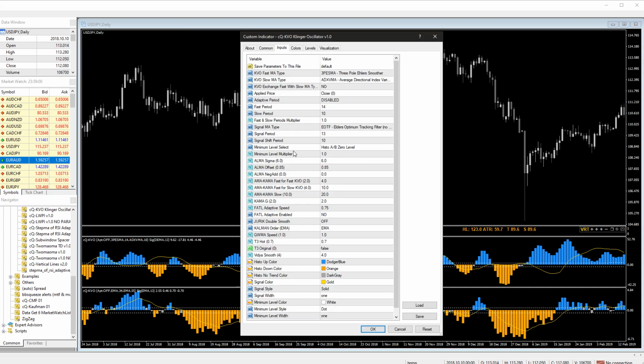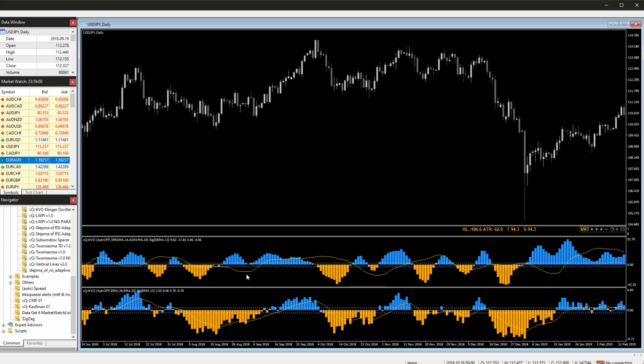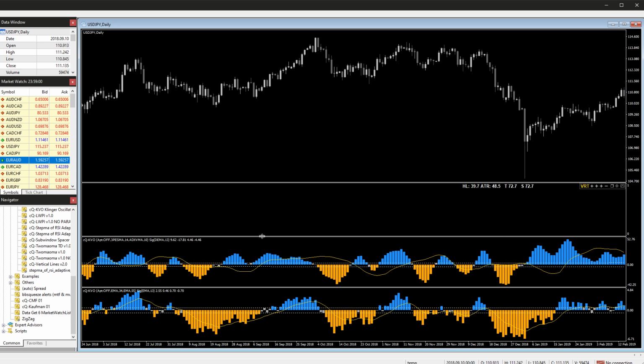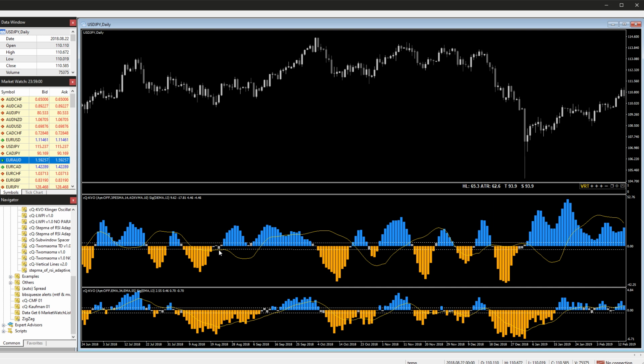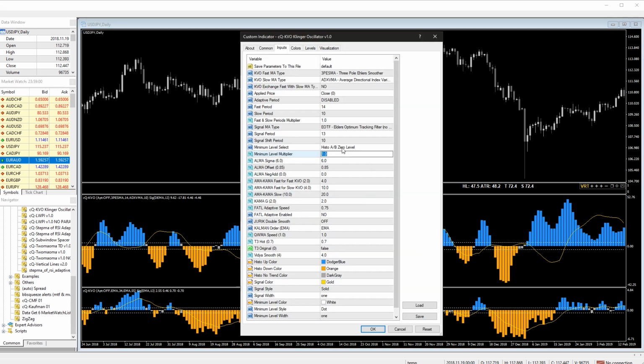And then there's the minimum level select. The way this is read is the histogram has to be above or below the 0 level. You have this minimum level, which right now is just a multiplier of 1, and that's what it ends up looking like, this. So this is the 0 above, and this is the 0 below. You can see in there, these are gray. Okay, they're not selected. Anything that's inside here is going to be gray, and obviously you can change that, make it wider, larger, smaller.